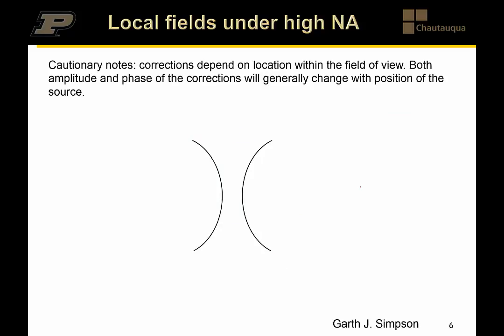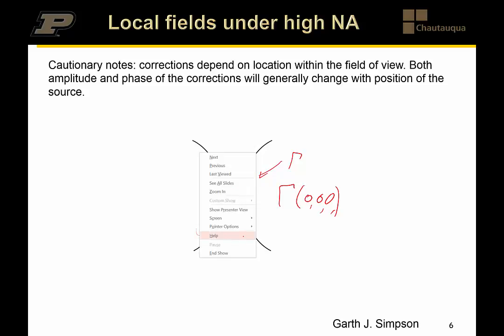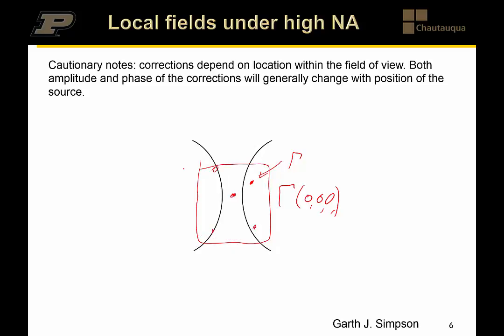Two cautionary notes. The first is that this correction depends on where you are. So if you're right in the focal volume, you're going to have one value of gamma corresponding to all three angles equaling 0. But if you're someplace else, you're going to have a different value of gamma, and a different value, and a different value. In general, you'll have all of these contributions interfering collectively in the macroscopic response.